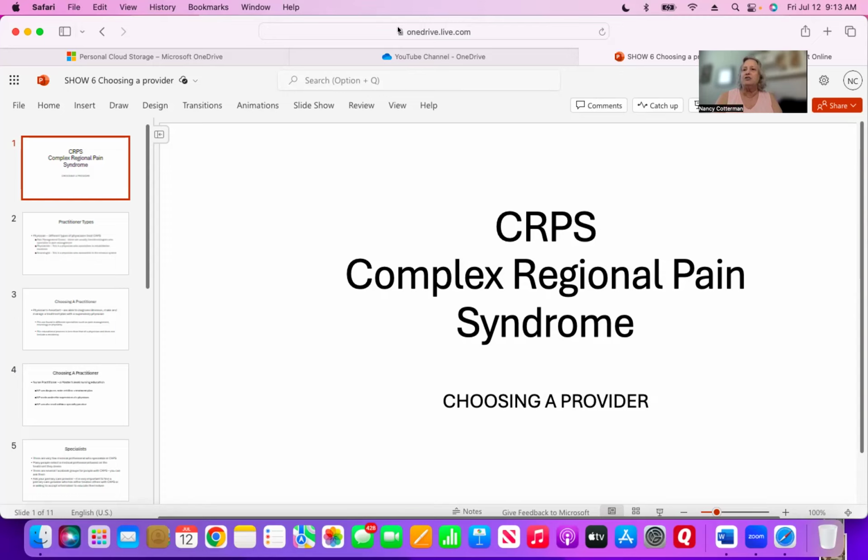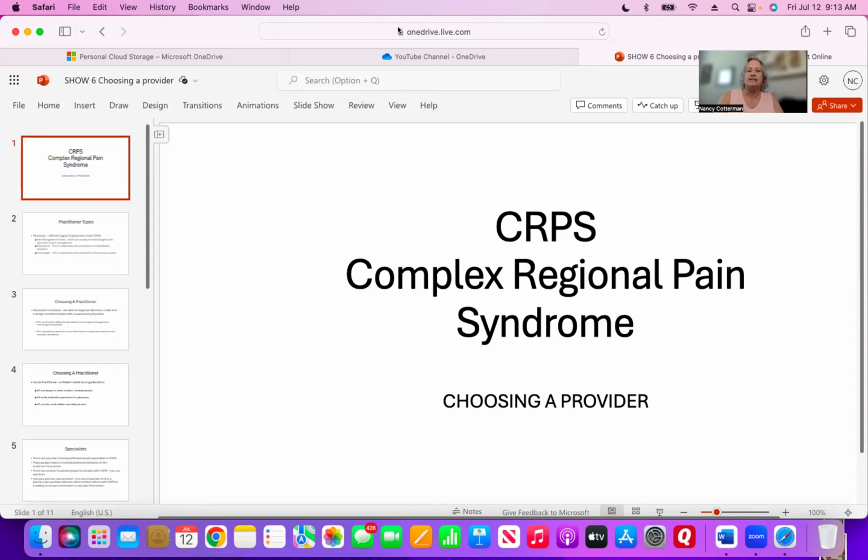So the practitioner types are physician. There are different types of physicians that treat CRPS. A pain management doctor. These are usually anesthesiologists who specialize in pain management. Physiatrist. This is a physician who specializes in rehabilitation medicine. And a neurologist. This is a physician who specializes in the nervous system and its diseases.